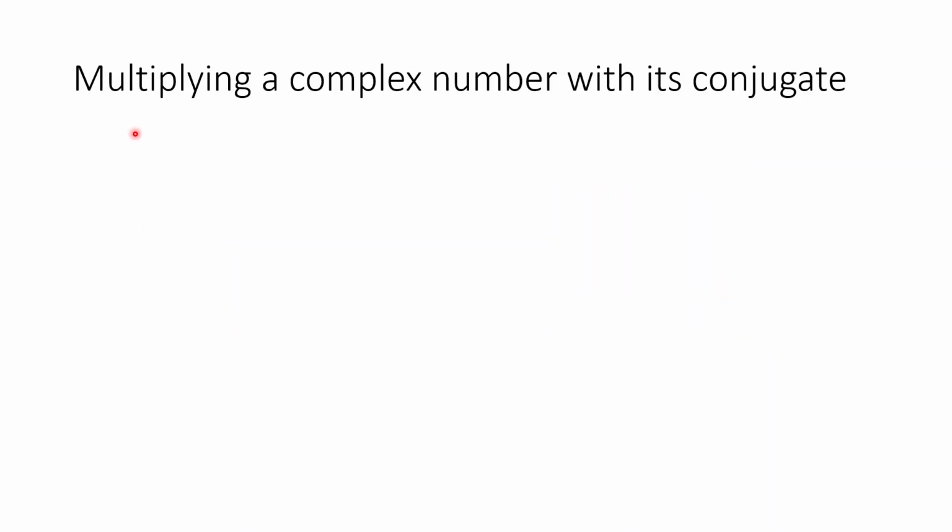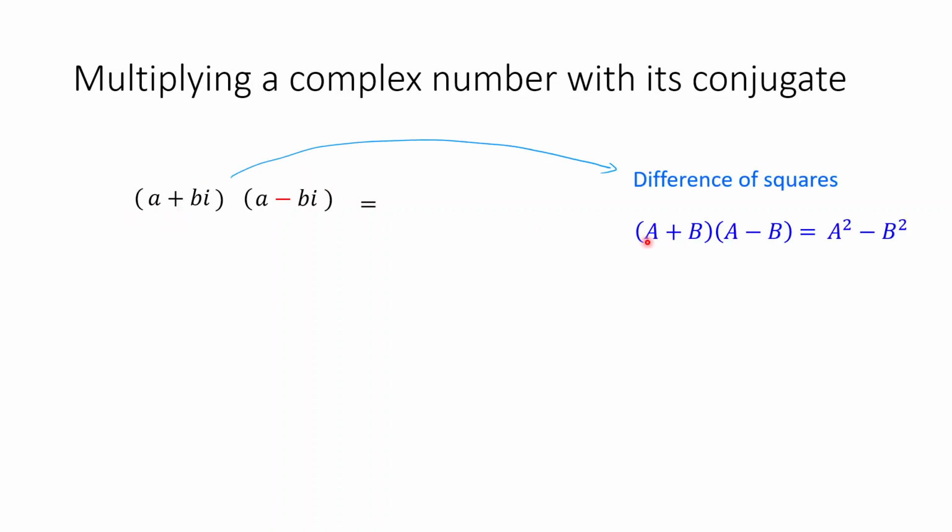Next, we are going to multiply a complex number and its conjugate. I am taking this complex number a plus bi. This is the complex conjugate of this complex number. Now let us multiply this and this. Here you have a, bi. Only difference is here plus, here minus. So this is same as (a + b)(a - b).